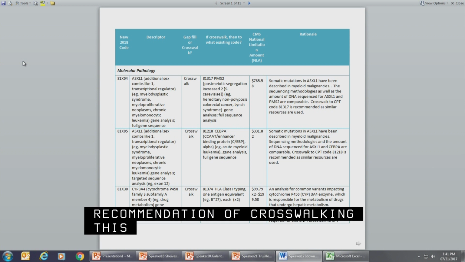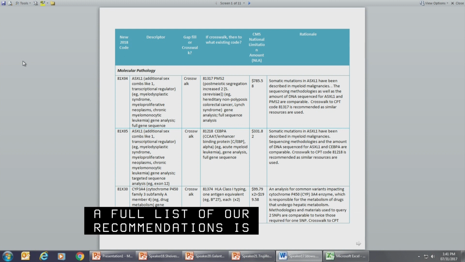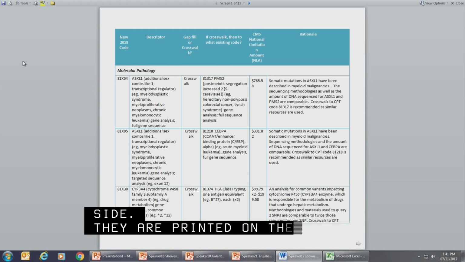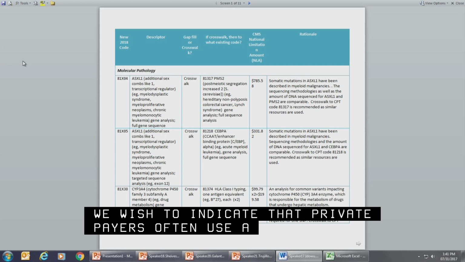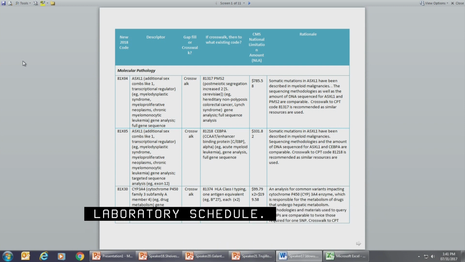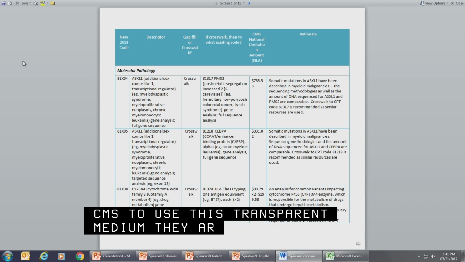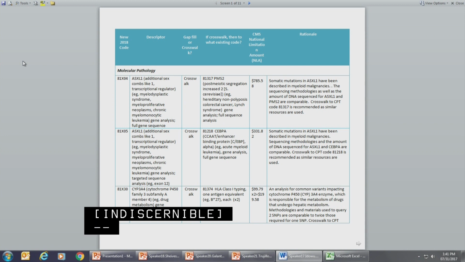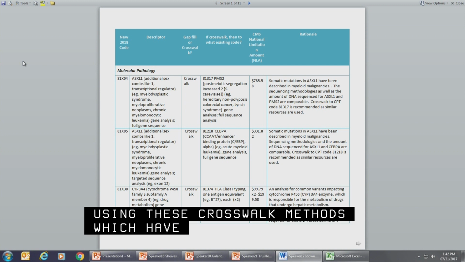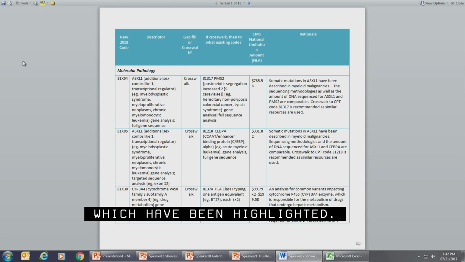Again, the full list of our recommendations are printed and they're outside in the grid. We wish to indicate that as private payers often use the Medicare clinical laboratory fee schedule as a national limitation amount, we believe it's important for CMS to use this transparent medium, the annual process and subsequent comment period, to make preliminary payment determinations using these crosswalk methodologies that have been highlighted, because this will make it easier for patients to understand and more accessible. So at this time, I will entertain some comments or questions, if any.